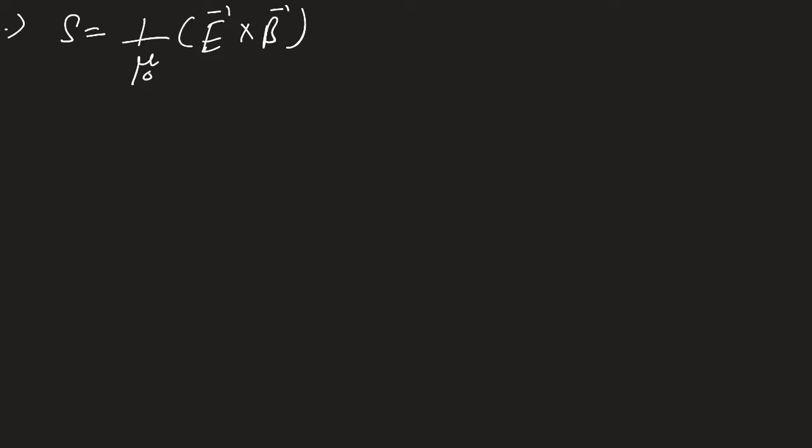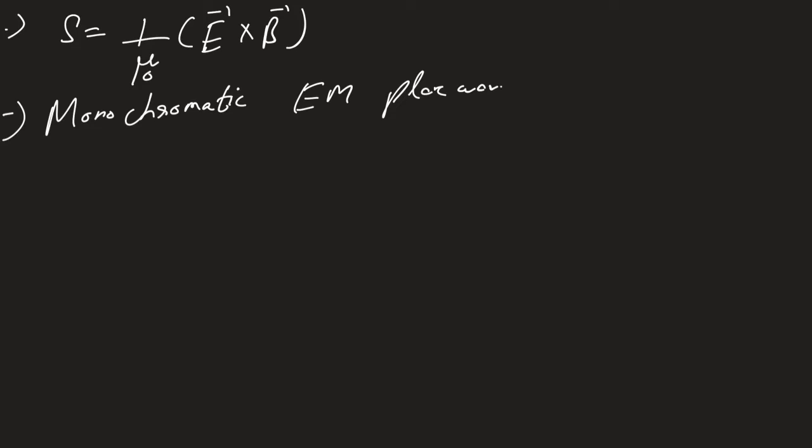Right? So then what is the Poynting vector for a monochromatic electromagnetic plane wave? So for, let's say, a monochromatic electromagnetic plane wave, monochromatic basically meaning one frequency or one wavelength, okay, propagating along the z direction, okay, propagating in z.